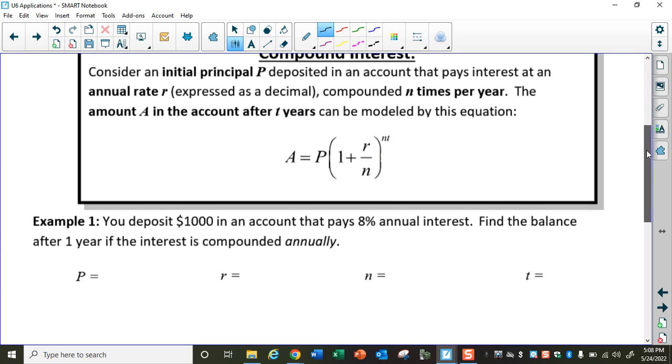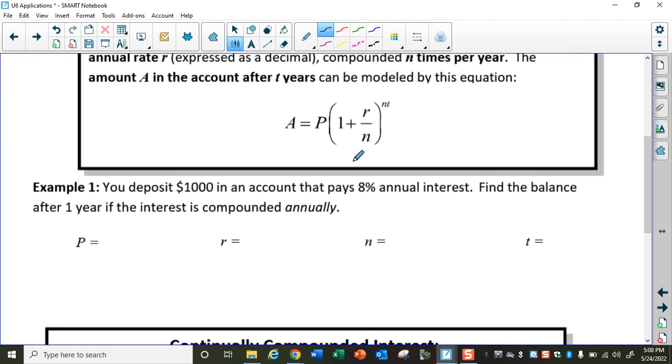If you can do algebra, you can do any kind of problem. All you have to do is use your formula and substitute in what you're given, and then just solve for what's unknown. So we know if we deposit $1,000, that is P. That's the principal. That's the amount that we're putting in. The account pays 8%. So that would be my rate.